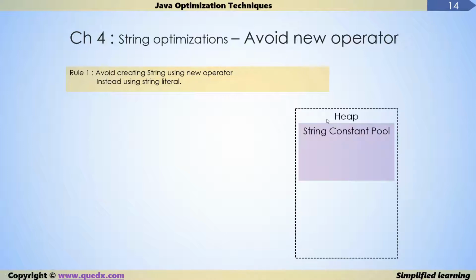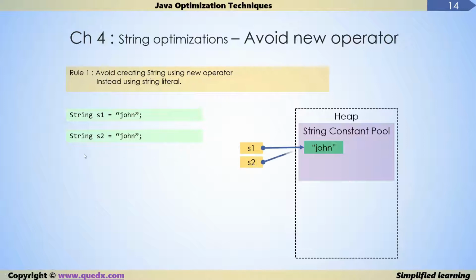Here is how our heap looks like. So within the heap, there is an area called string constant pool, or the SCP. Any strings that are created using literals or intern will land up in SCP area. In the first case, we are creating string S1 and we are using literal. So we are having double quotes, John, double quotes. So you can see that S1 is a variable and it is pointing to a string in the SCP area. The name of the string is John.